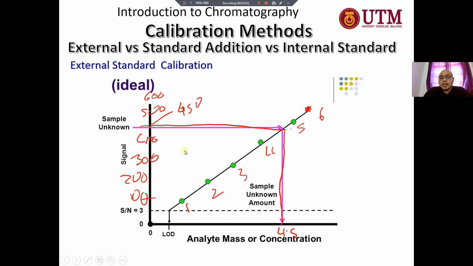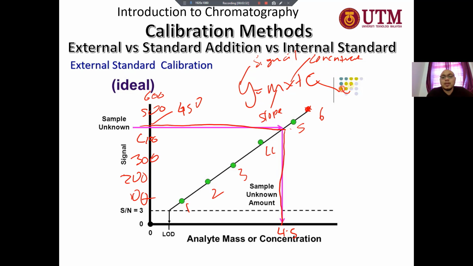This is just a very necessary thing to tell you. Through the calibration method, we can get y equals mx plus c. Y equals mx plus c is the equation we usually get. Y is the signal. M is the slope. X is the concentration. C is the y-intercept.